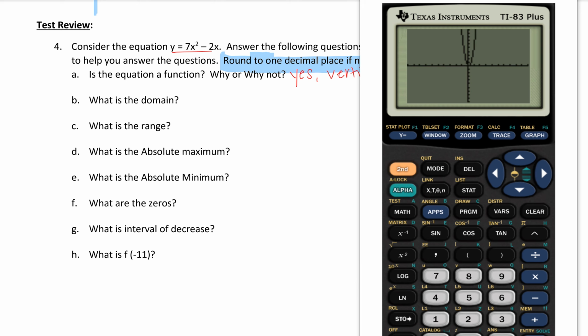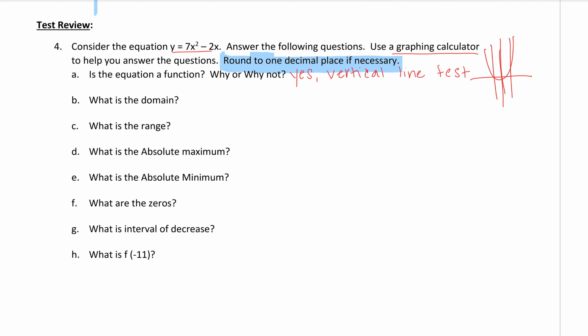Now, again, we take a look at our graph. We know that, what is the domain? Well, the endpoints go up to infinity. So we know that the domain is from negative infinity to positive infinity. Now the range. It says, what is the range? Well, in order to find the range, I have to know what my absolute minimum point is. So I'm actually going to have to find the minimum first.